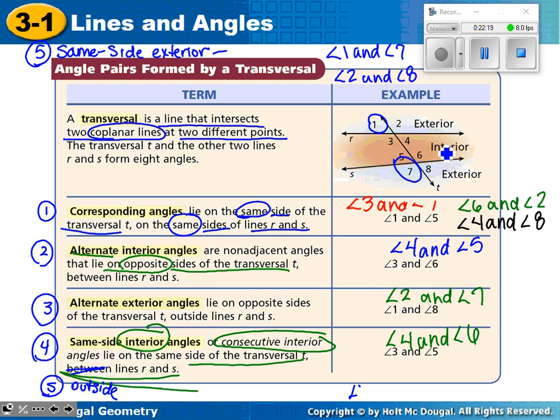Any questions on those vocabulary words? Okay, I'm going to tell you that success in the next several sections is going to be highly dependent on your understanding of these words. You have to know these words very well and be able to pick out those angles quickly as we move on to sections 3.2, 3.3, and 3.4. Okay? Really important.